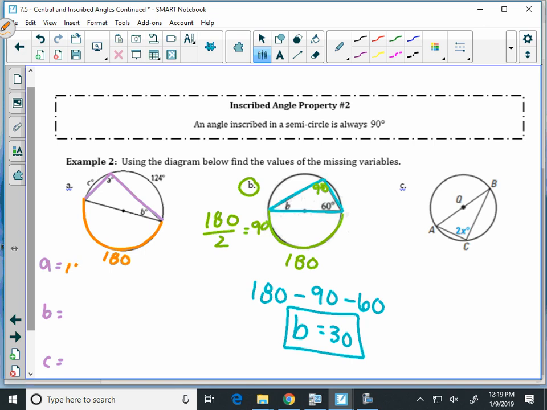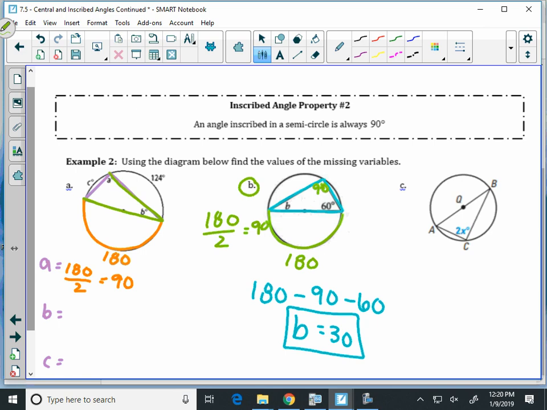What's 180 divided by 2? 90. Again, if you remember that property, you could have said, oh, inscribed angle, its arc's a semicircle, automatically 90 degrees. It saves you some work. You remember that fact. If you don't, not the end of the world. Okay. Now we want to find angle B. This green angle right here.